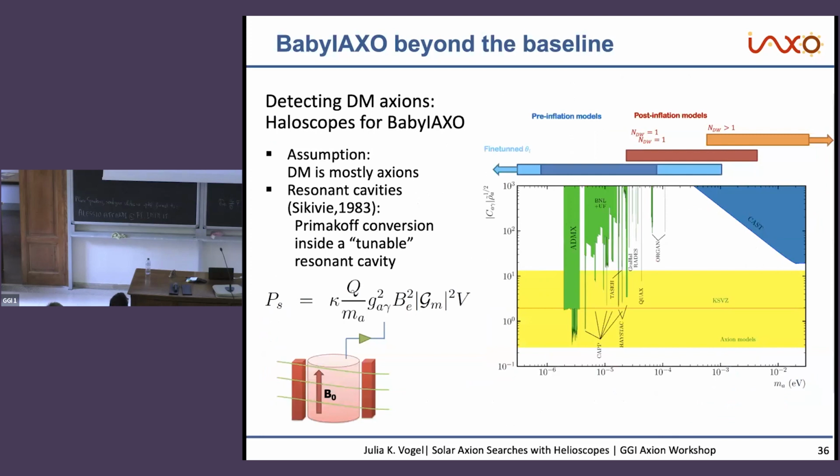Before I conclude, I want to say a few words about using BabyIAXO and IAXO later on as a helioscope. We've heard about the helioscope principle that Pierre proposed in '83, these resonant cavities. So Primakoff conversion inside a tunable resonant cavity. That's the power we get and the dependency. And that is the current state of the art. So we have here ADMX and all the other experiments that have also been presented this week.